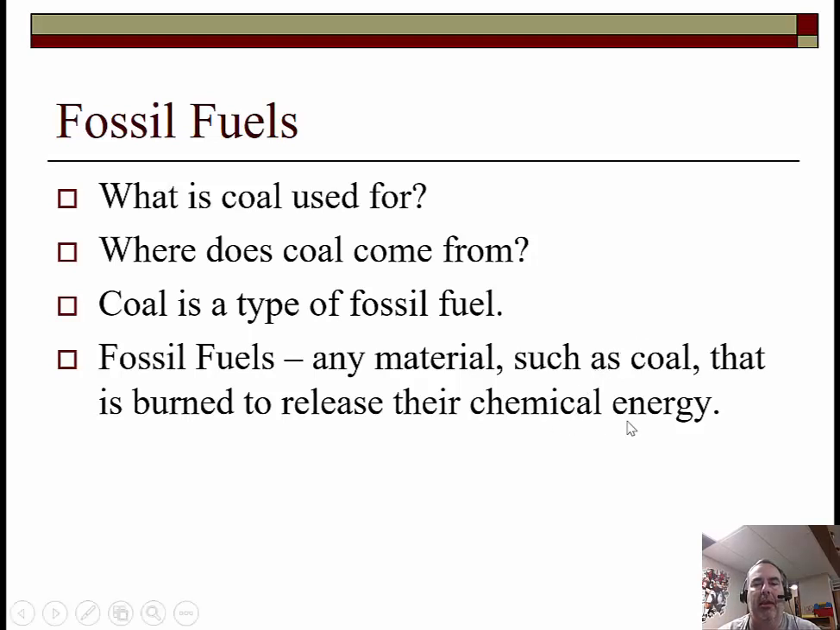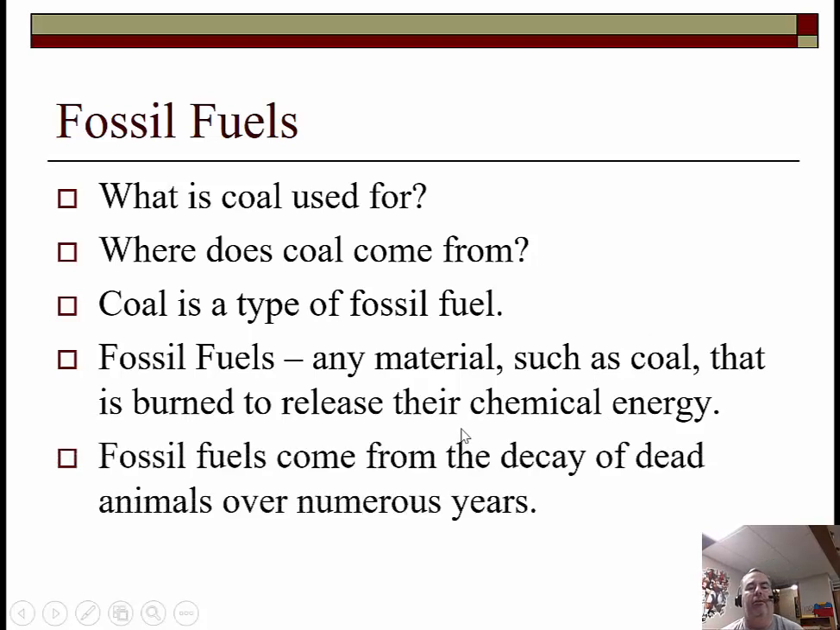Okay, and we'll be talking about getting that chemical energy from coal in our energy conversions. But as we said, fossil fuels come from the decay of dead animals over numerous years. Doesn't necessarily have to be an animal. It can be a plant, it can be a tree, things like that. But most of the time it is going to come from some dead animal from many years ago.